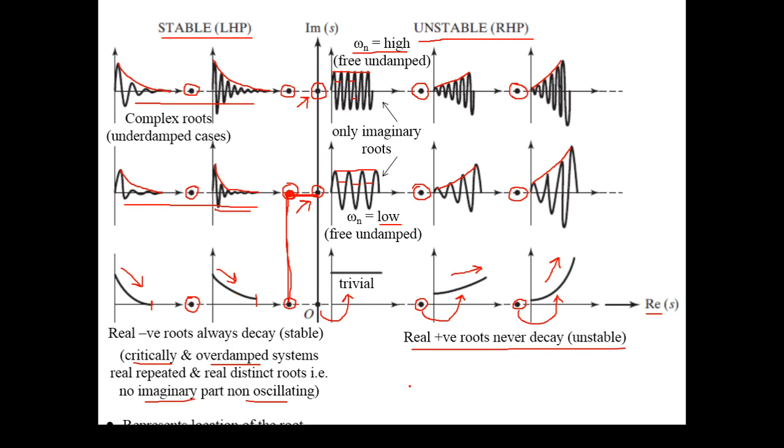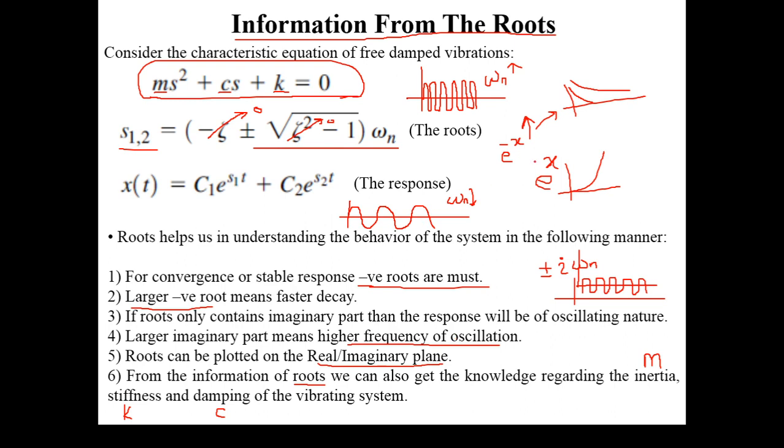So a lot of information about the response we can get from looking at the values of the roots. If we plot them on the imaginary and real axes, we can figure out whether the system will be stable or unstable, of oscillating nature or non-oscillating nature, and that is very valuable information. So you have to keep these 4 to 5 points in mind: what sort of information you can get just by looking at the values of the roots.